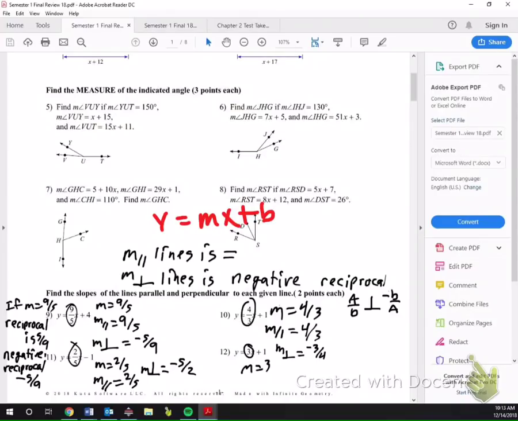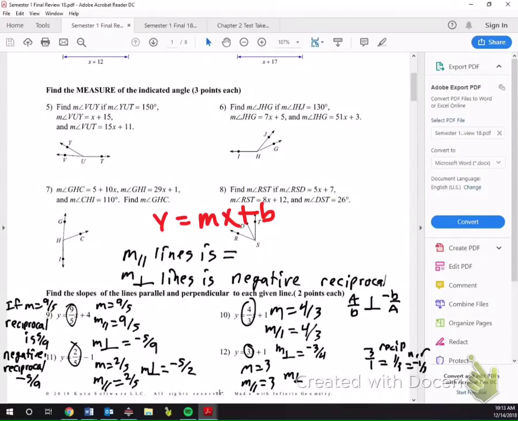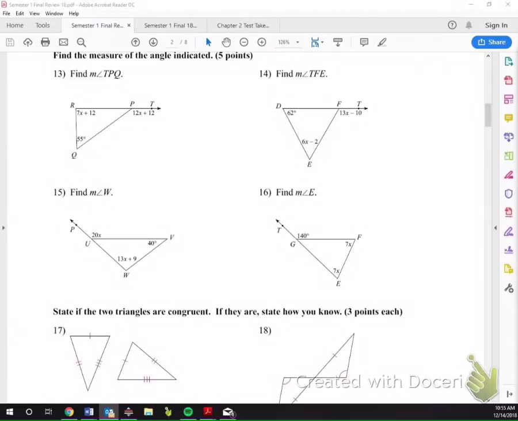Number 12, slope is 3. Parallel slope is 3. Now, to write that as a fraction, we go 3 over 1. So when we flip that over, the reciprocal is going to be 1/3. The negative reciprocal is negative 1/3. So that's going to be our perpendicular slope, negative 1/3. Okay, moving on. Second page, look at us. Just 1 down, 7 to go.